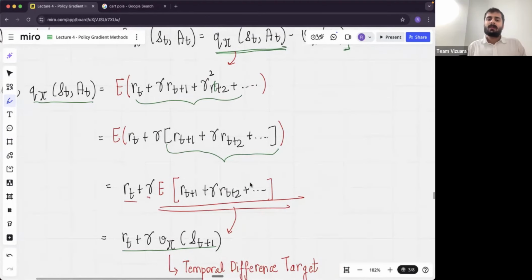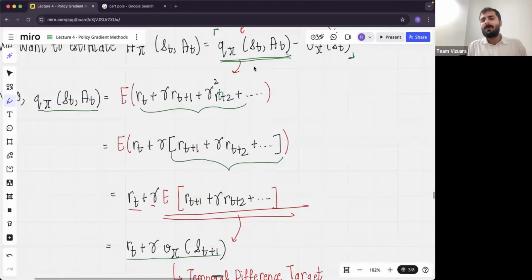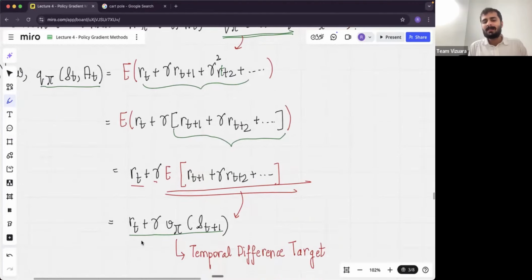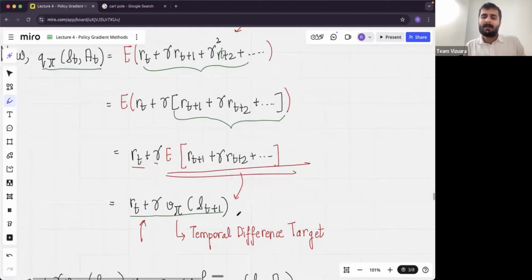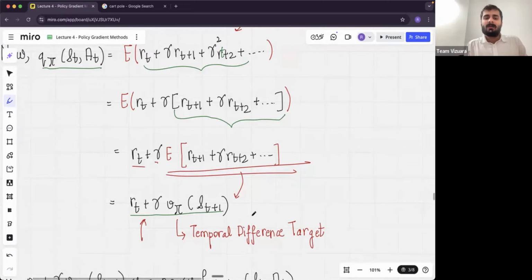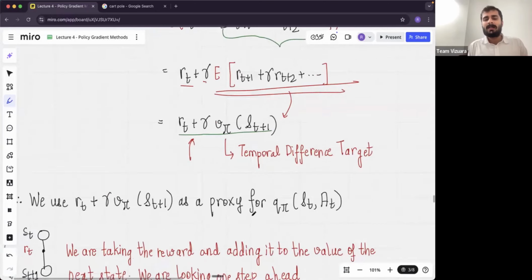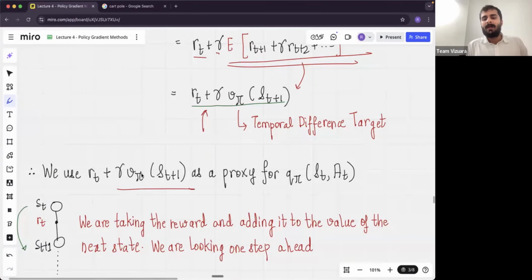So essentially, the expected value of Q pi is also the same as the expected value of the immediate reward plus gamma times the value function of the next state. And if you remember, this was exactly the same as the temporal difference target. Some of you might have forgotten some of these things, so please revise lecture number 2, where we have specifically looked at this same temporal difference target. So now you can use R_t plus gamma times the value function of S_t+1 as a proxy for Q pi.